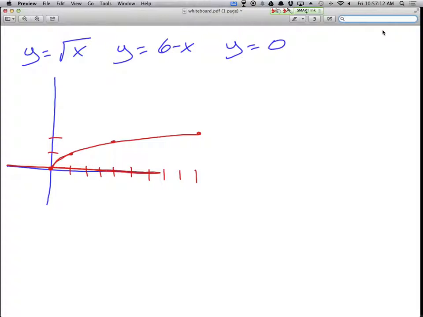It looks like that. What about 6 minus x? What do you know about that? It's going to be a straight line. It crosses the y-axis at 6. So there's 3, 4, 5, and 6. Slope is -1. So down 1 over 1, down 1 over 1, down 1 over 1.